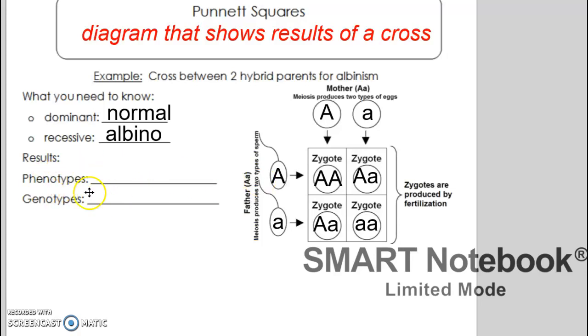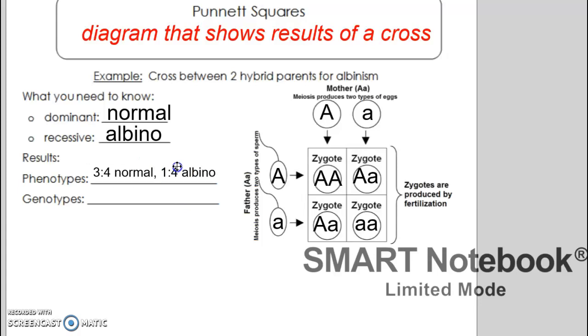When we look at our results, remember, phenotypes are what we have in terms of physical characteristics, okay? For phenotypes here, 3 out of 4 are going to have normal pigmentation. So that's this one, and this one. Going to be completely normal. But we do have a 1 in 4 chance of having a baby with albinism or being albino.